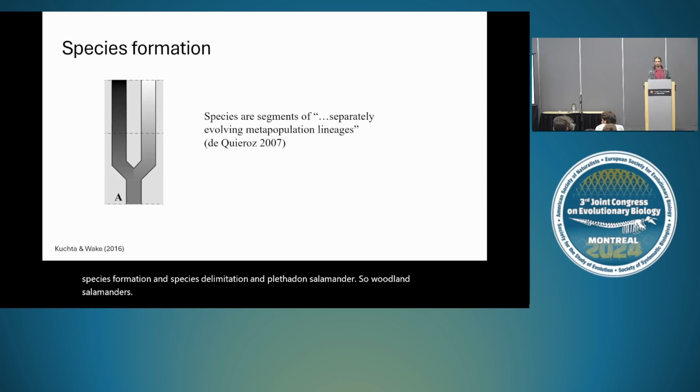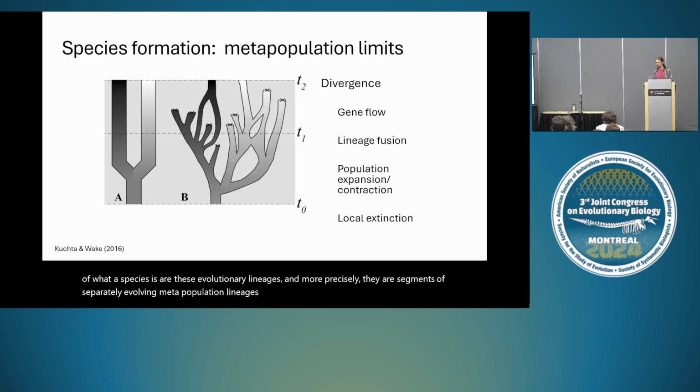So there's an emerging consensus that species are really evolutionary lineages. Rather than being defined by reproductive isolation or morphological distinctiveness, really the essence of what a species is are these ecological or evolutionary lineages. And more precisely, they are segments of separately evolving metapopulation lineages. But of course, species in practice are a lot harder to diagnose.